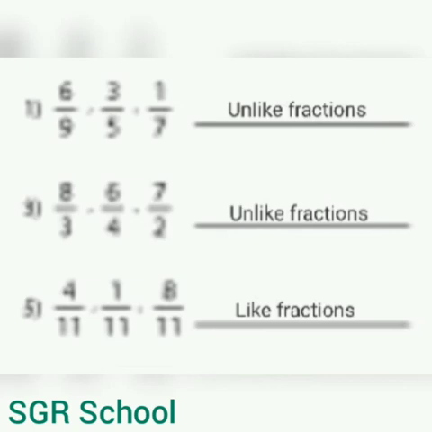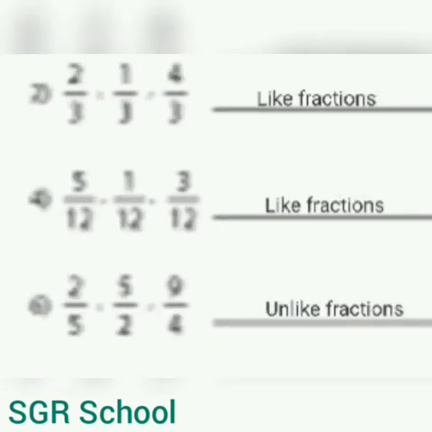And in the next one, the denominator in all three fractions is 11. So that's why these are like fractions. Next one is 2 by 3, 1 by 3 and 4 by 3. We can see the denominators are the same in all three fractions, so these are like fractions.